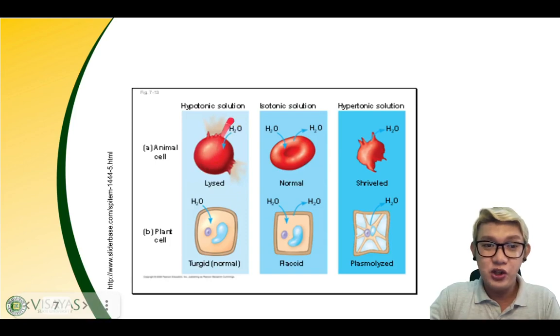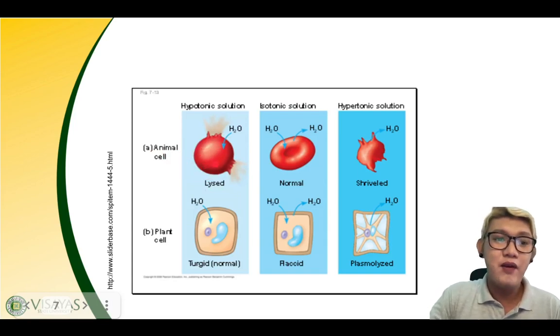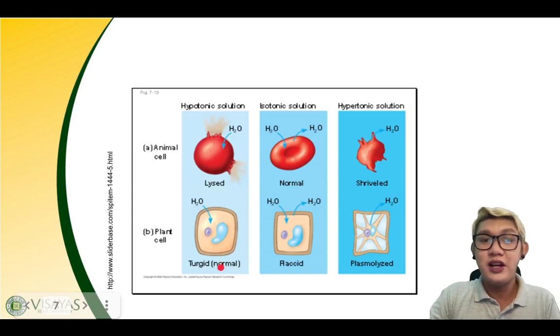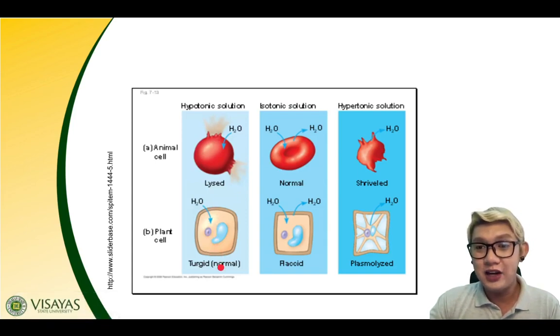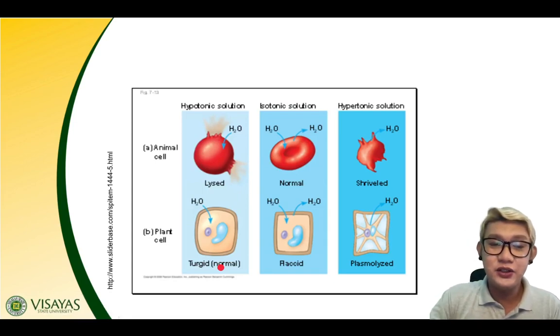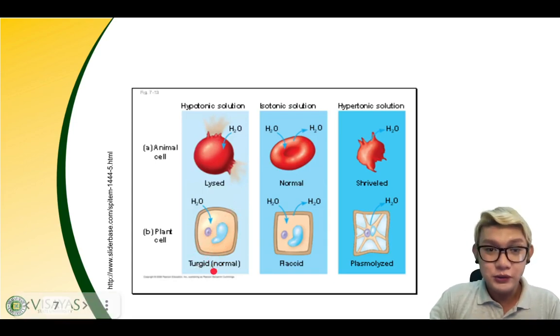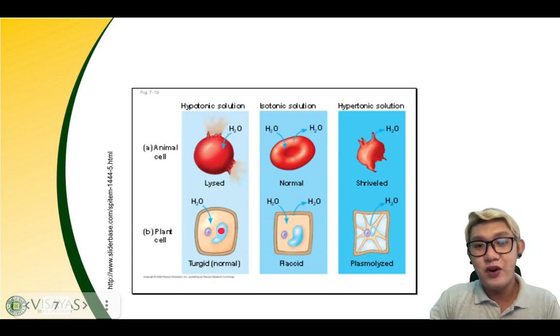And so if there is so much water going inside, an animal cell with only a cell membrane covering it will lyse or burst. However, plant cells are normal in hypotonic solution, which is actually necessary for them because they need continuous influx of water, because we know that water is needed for photosynthesis.